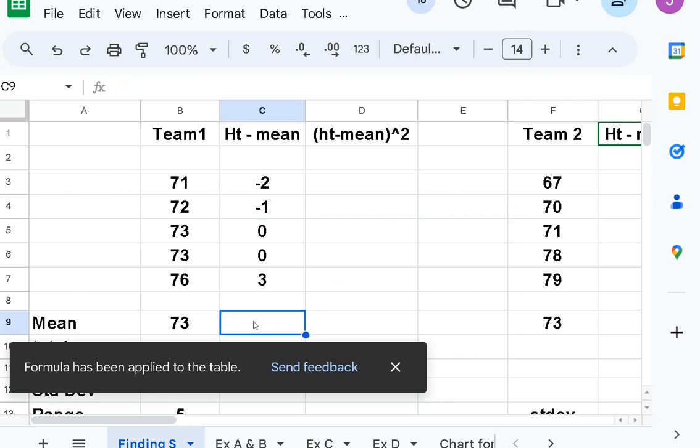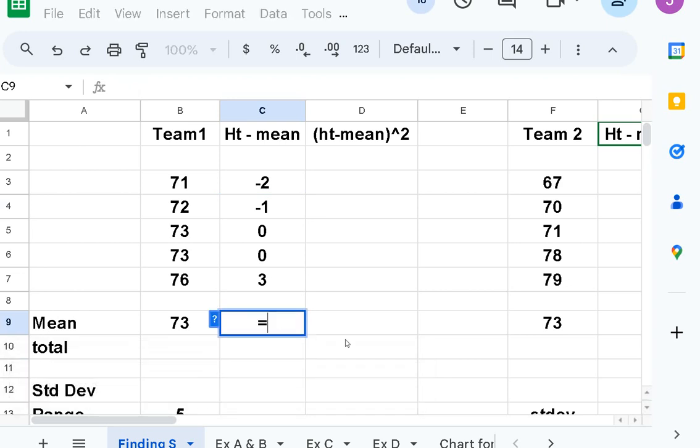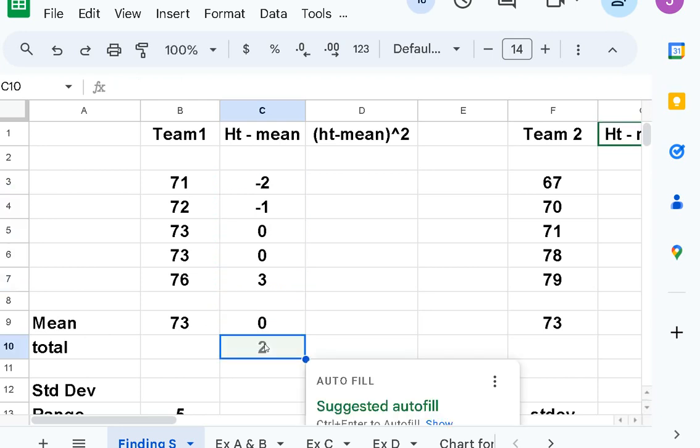So how about if I sum up those values here? So I'll do equals and then sum and add up all those. So you can click, drag, and highlight, and it'll be the sum of C3 to C7. And that's going to be a measure of how spread out the data is. Except I get a 0. That's not very good. 0 is telling me nothing.